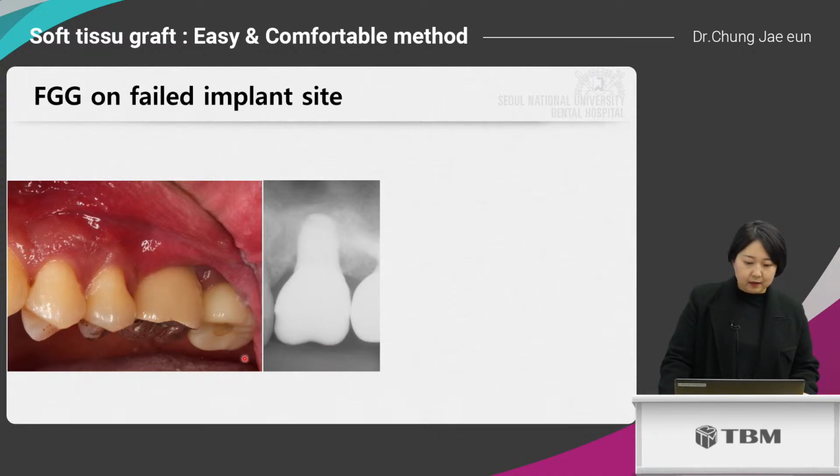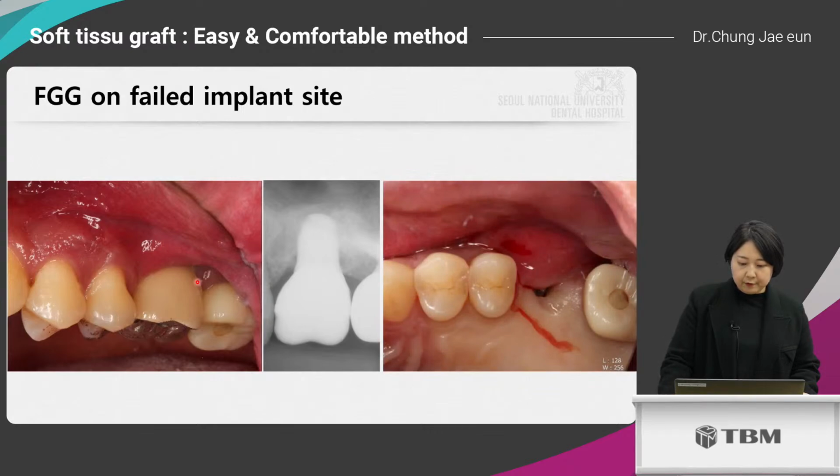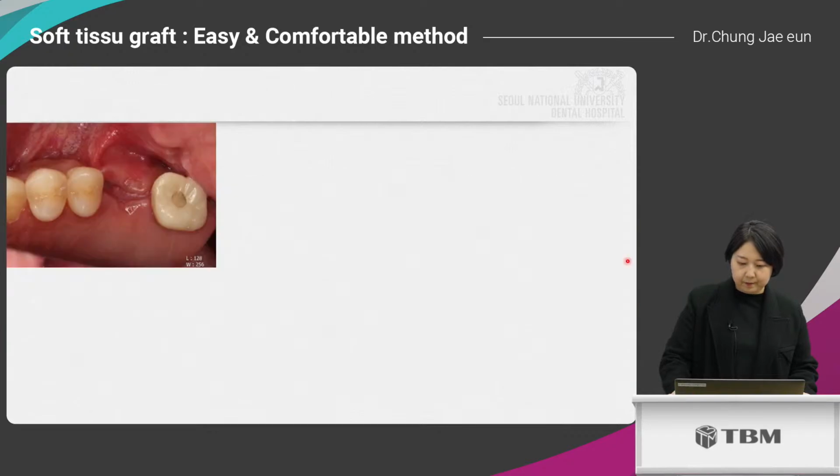Please take a look at the number 26 implant here. The bone loss around the implant is severe, and there is no keratinized gingiva on the buccal side, and vestibular space is too insufficient. This is after the crown removal. Look at the position of the mucogingival junction here. We cannot place the new implant in this site. We have to do something.